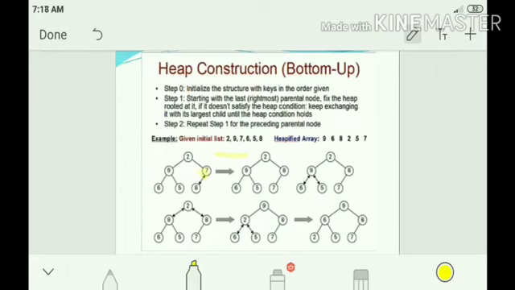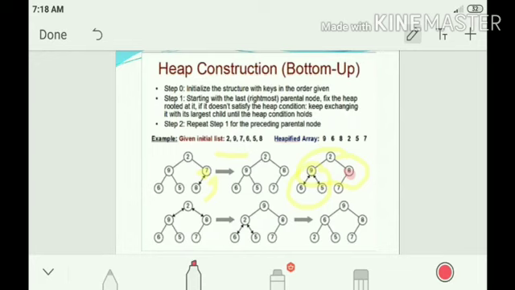It does not satisfy the heap condition, so we exchange the value of this root with its child. Therefore 8 becomes the root of this subtree, and 7 comes to the place of 8. Similarly, moving on to the left subtree, we observe that the parent node 9 is greater than its left and right child. Then the subtree rooted at node 2 has a left child with value 9 and a right child with value 8. So again, the heap condition is not satisfied.